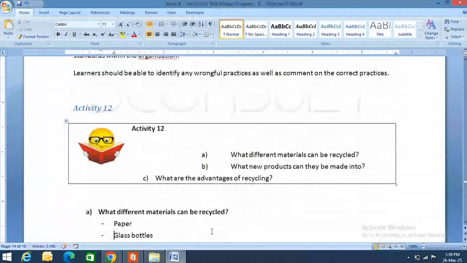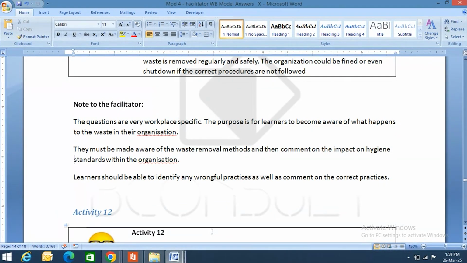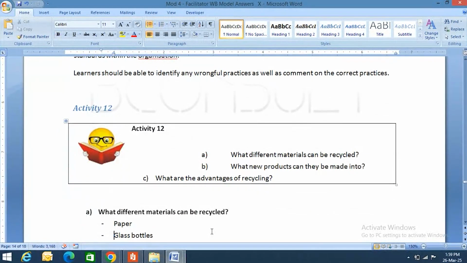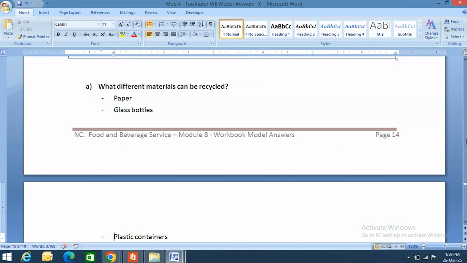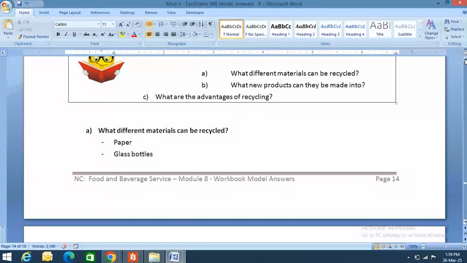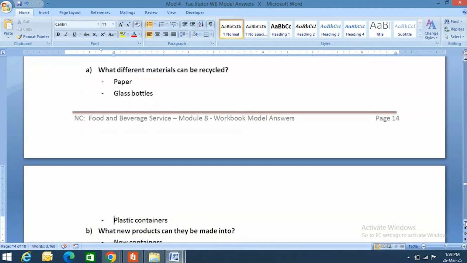Yes, please. Question 12 says, or is it 11? I don't know, my setting is different. Anyway, the next one is A. It says, what different materials can be recycled? And there are the different types of material I have listed here: paper, glass, plastic, and also cans. Cans can also be recycled.